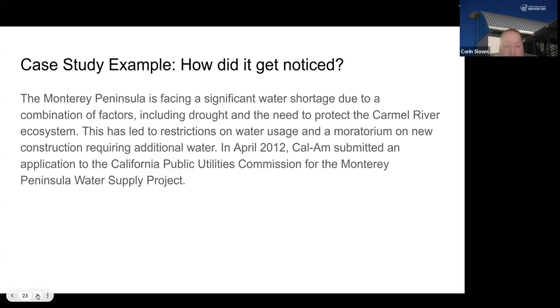California has been contending historically with drought in spite of the atmospheric rivers. And, right, there's also the need to protect, say, for example, ecosystems such as the Carmel River. So there are restrictions on water use, which can go only so far. And maybe more importantly, where folks really started to notice this is because there was a moratorium on new construction. So in order to build, you have to have access to additional water. And so way back when, in April 2012, CalAM submitted an application to the California Public Utilities Commission to create projects to try and address this problem.